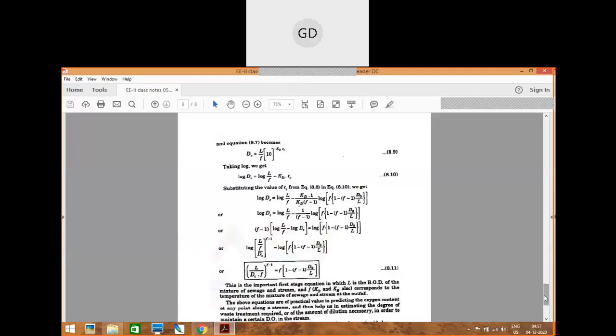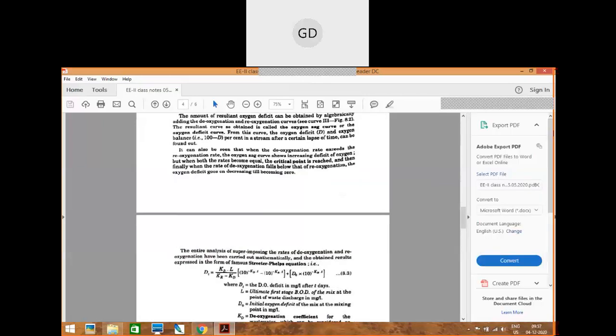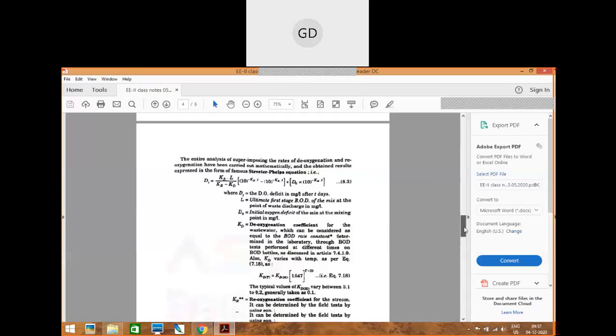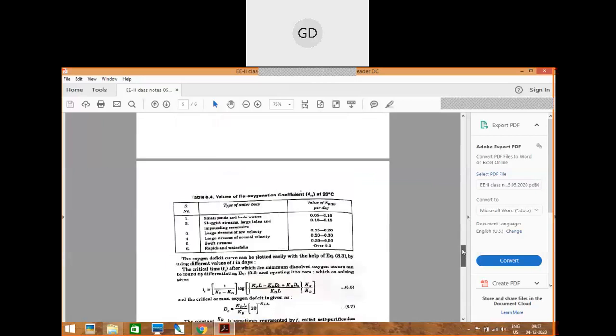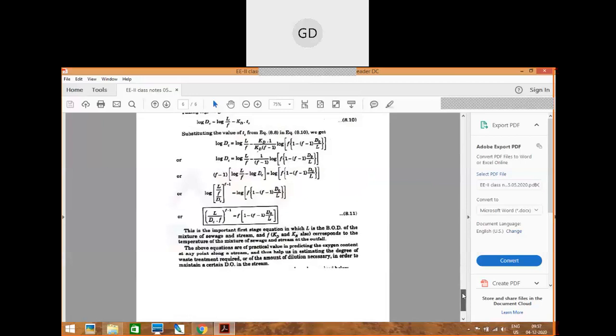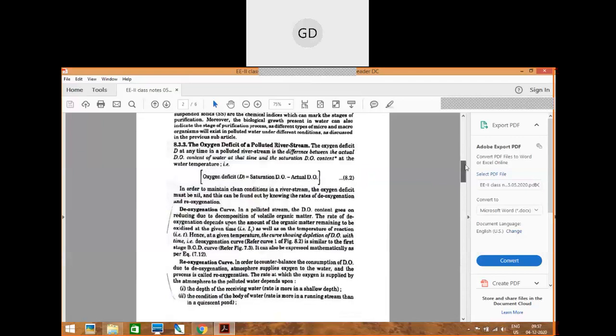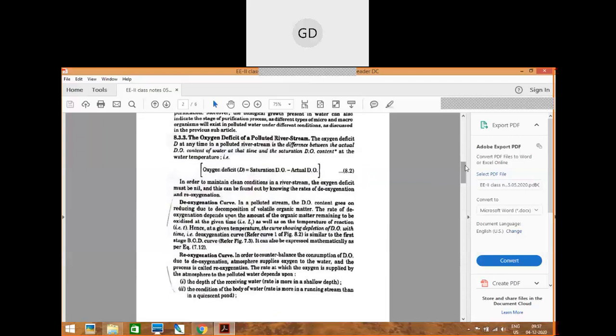Okay, so here, it's a kind of expression, but I don't think you need the derivation. You have to remember the ultimate expression. No need to go for the derivation, you just need to know the ultimate expression. Okay, but let us first see.